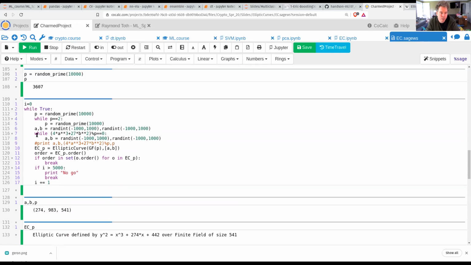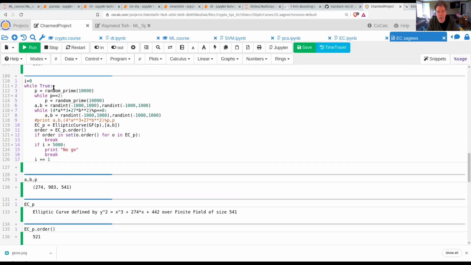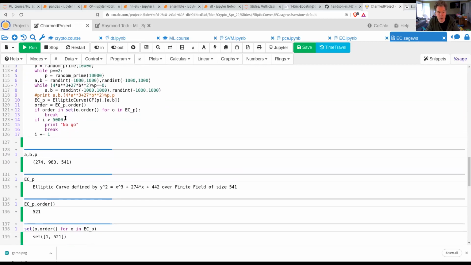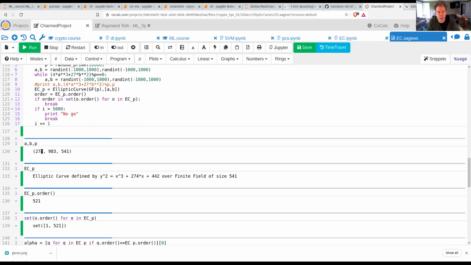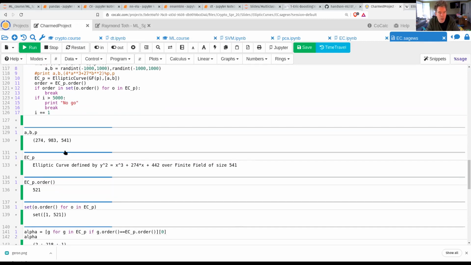So I forgot what I was doing here. Oh, here's a cyclic one. I just made this random loop to brute force search for a cyclic group, and I found one with these parameters. If A is 274 and B is 983 and P is 541, then you get a cyclic group. So let's just see.